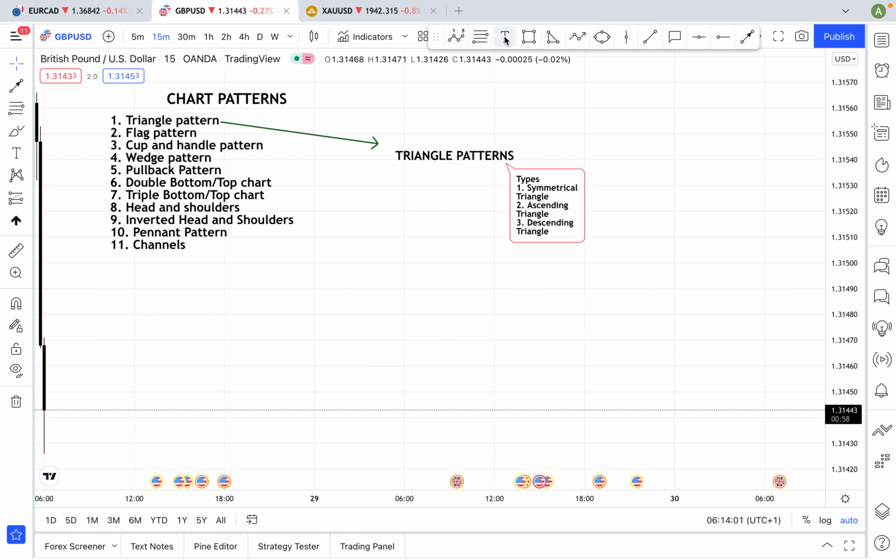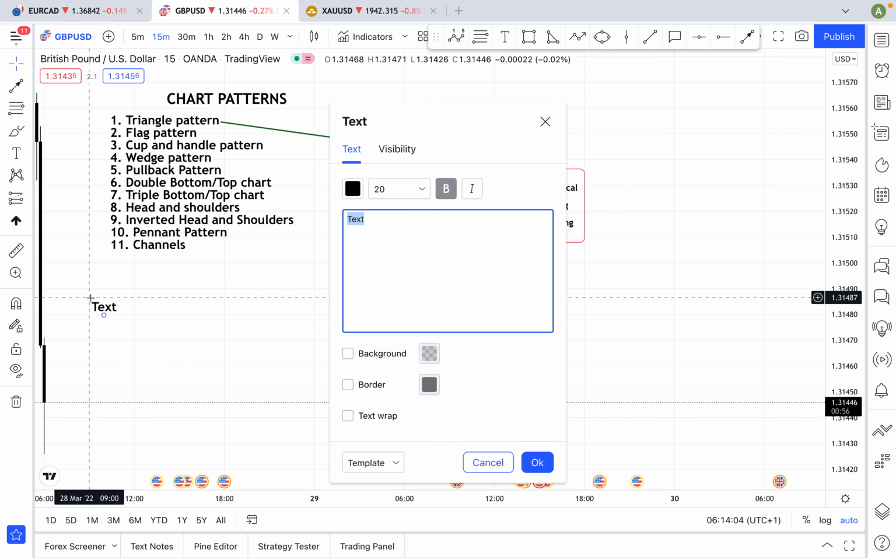Let me have my chat box here, somewhere around here, so that it can be easier for me to type it out. Please make sure that you have a note that you are writing. You must have your own forex trading notebook.